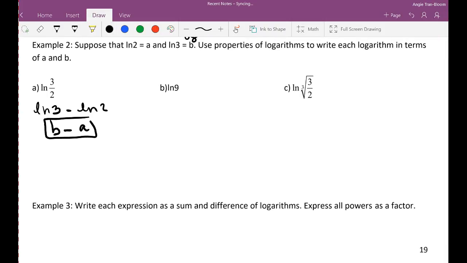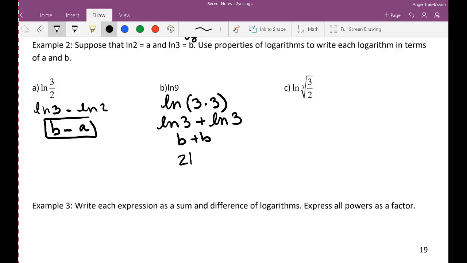Okay. Lucas says 9 is pretty much just what? 3 times 3. Would you agree? This is multiplication according to log. Multiplication becomes what? Addition. So, would you agree this is ln of 3 plus what? Ln of 3. What on earth is ln of 3 in this problem? B. So it's B plus B. So you have to simplify. What's B plus B? 2B. And guess what? You are done.